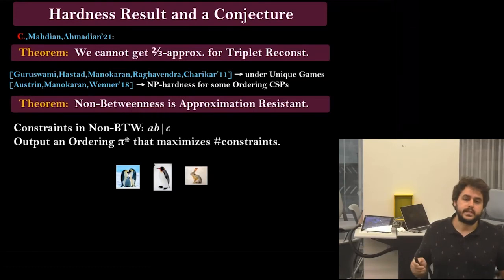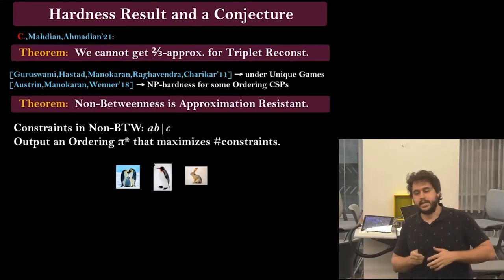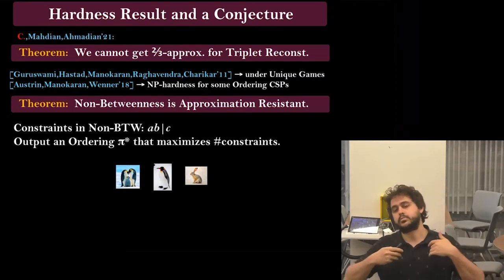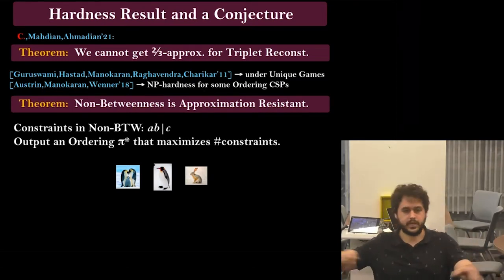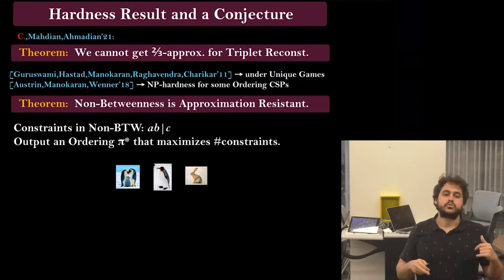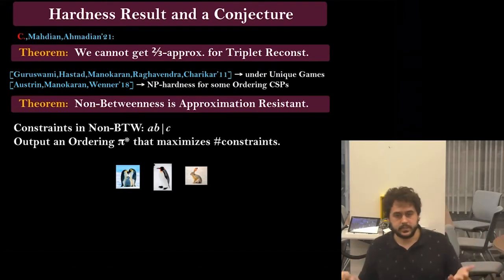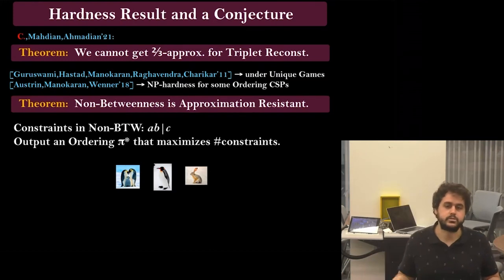So in a non-betweenness instance, we're again given triplet constraints, but now we want to output an ordering of the points, like a permutation. So you want to output a permutation pi star that maximizes the number of constraints. And what does it mean to satisfy a constraint?